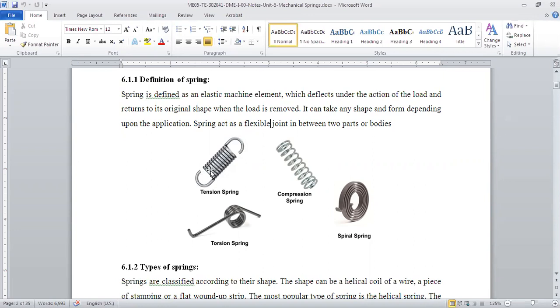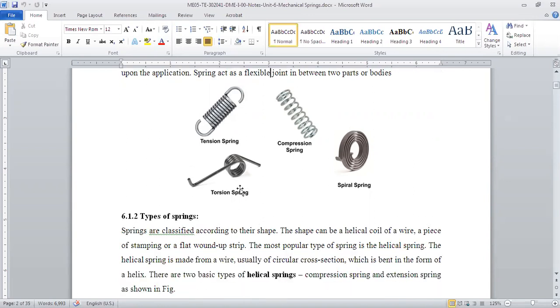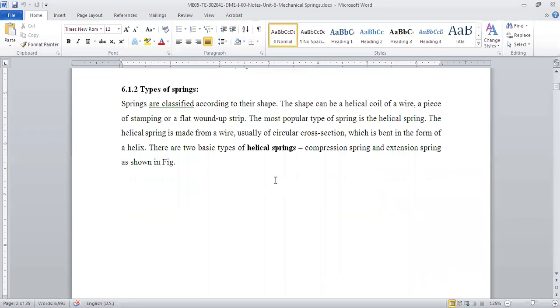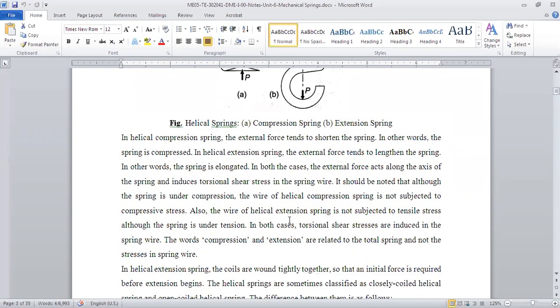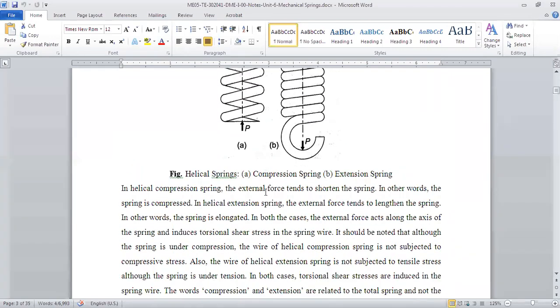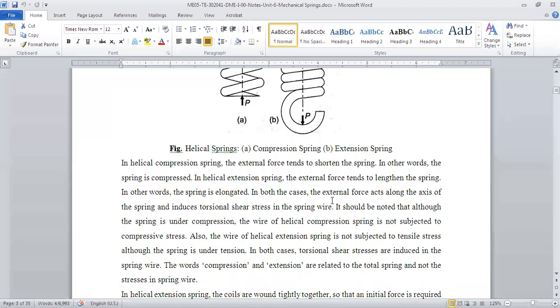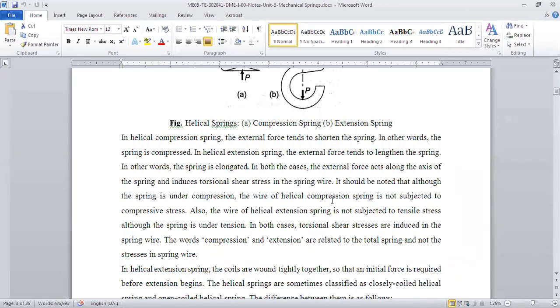And the tensile is the opposite. Here we are trying to pull the coils of the spring away from each other, and because of that the energy is stored in the coils, right? When you remove the load, it will again try to go back to the original position, and that way the spring action happens. So there are two types of helical spring: compression and tensile spring, as shown here. Compressive springs take the load in compressive mode, and tensile springs take the load in tensile mode. In the compression spring the length will obviously reduce, and in the tensile spring the length will increase.